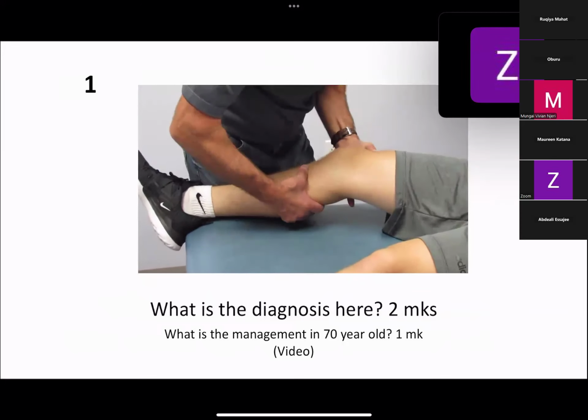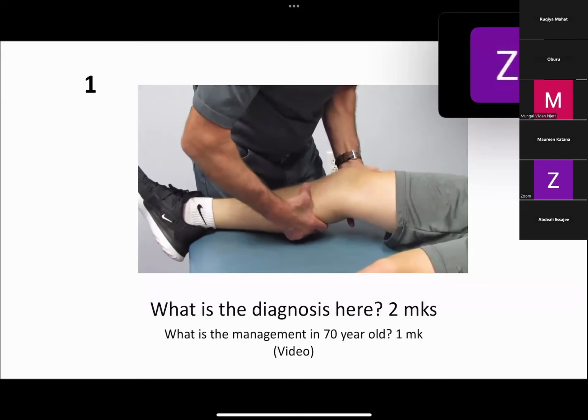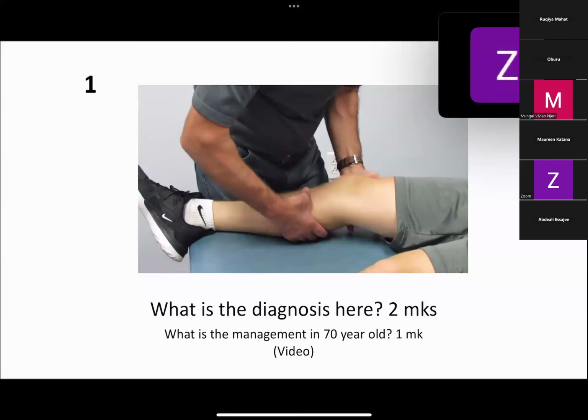You need to go through all of the knee examination. What's the test here? What's the diagnosis? You can see from the test. What's the name of the test? Anterior drawer test of the knee. Actually, this is not the anterior drawer test of the knee. It's Lachman's test. For the anterior drawer test, the knee needs to be flexed at about 90 degrees. But in this case, you can see the knee is flexed at about 30 degrees, and you're pulling forward.